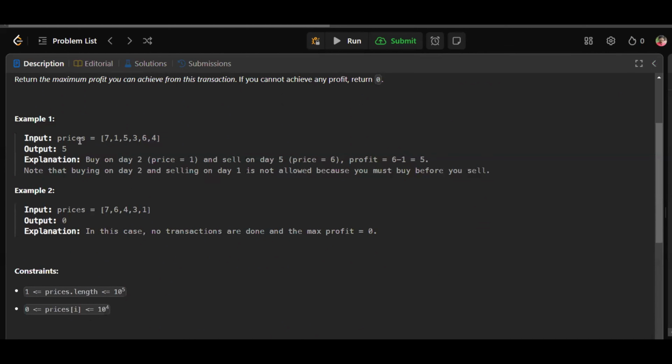Now in the first example, the prices array has 6 elements, which are 7, 1, 5, 3, 6, and 4. Now, if I buy the stock on the second day, the buying price will be 1. And if I sell the stock on the 5th day, the selling price will be 6. So here the profit is 6 minus 1, which is 5. So in this case, we have to return 5.